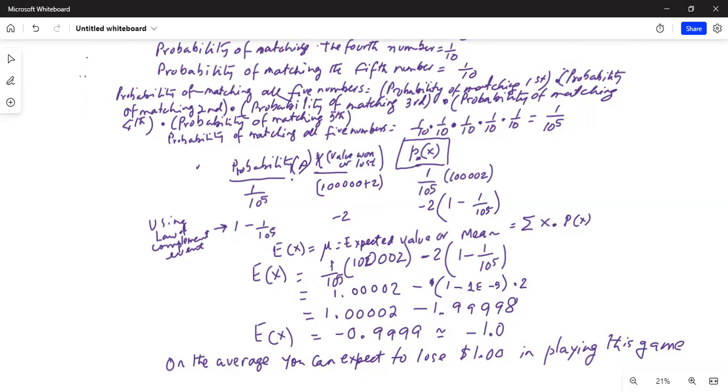Now expected value is given by the sum of the multiplication of X values times probability. So we do the calculations: 1 divided by 10 to the power of 5, the probability of winning, times 100,002, minus $2 losing times the probability of losing, which is 1 minus 1 over 10 to the power of 5. If you do the calculations correctly, you will see that in the long run, or on the average, you will lose $1 by playing this game.